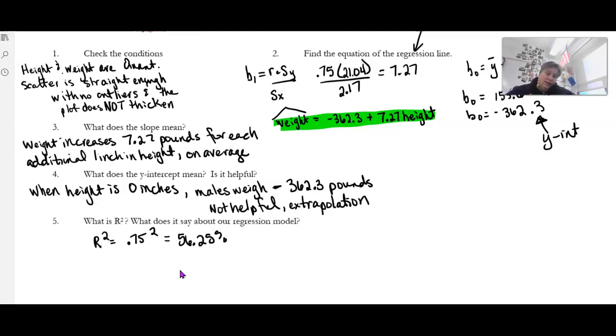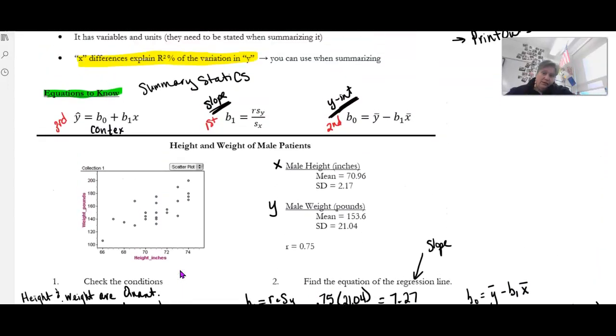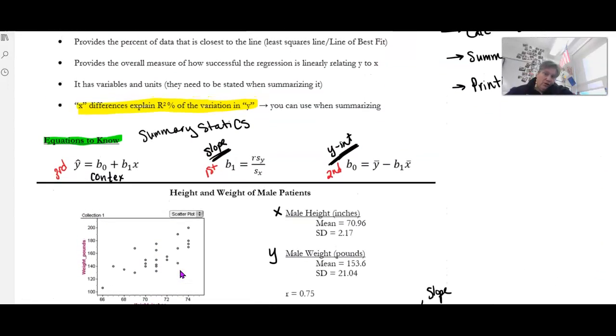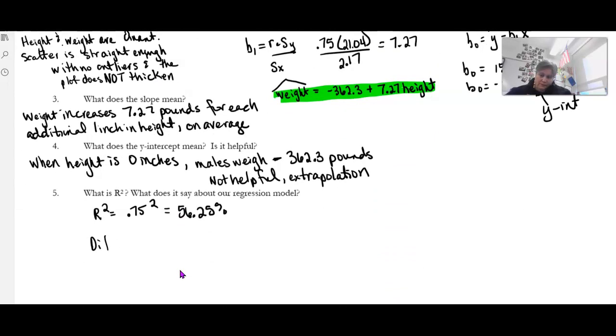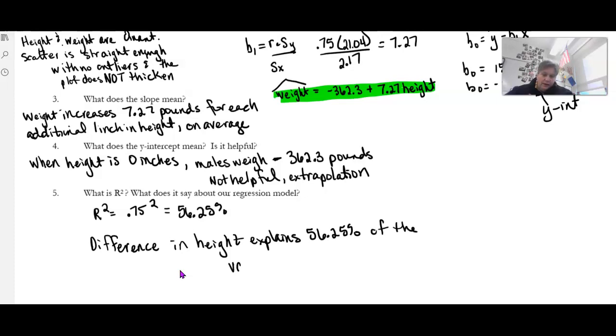And so how do you say that? This is that sentence stem up here we highlighted that's green. X differences explain R squared percent of the variation in Y. So difference in X, and X again was height. Difference in height explains 56.25% of the variation of weight. Okay, so there's a lot of little things to look for and a lot of interpretations, but those sentence stems will help you figure those out.